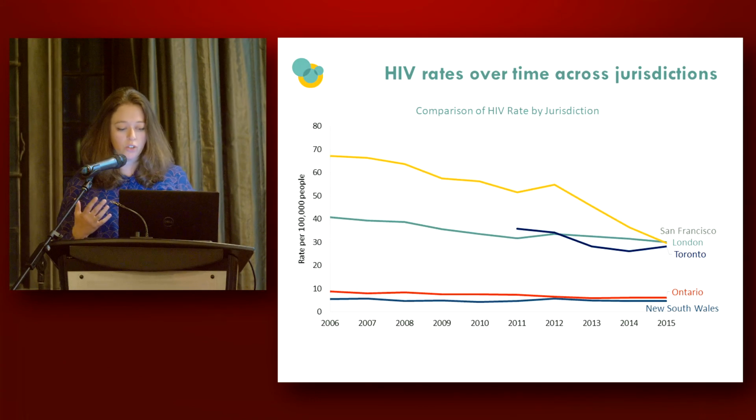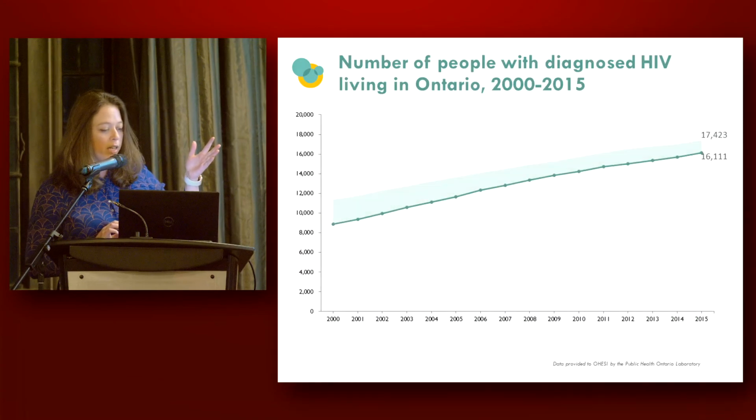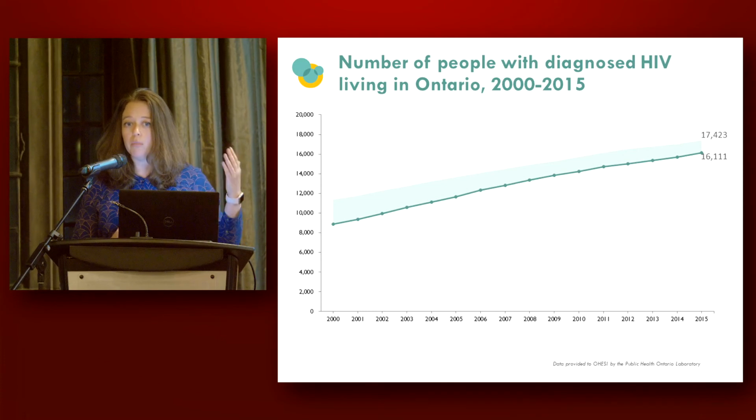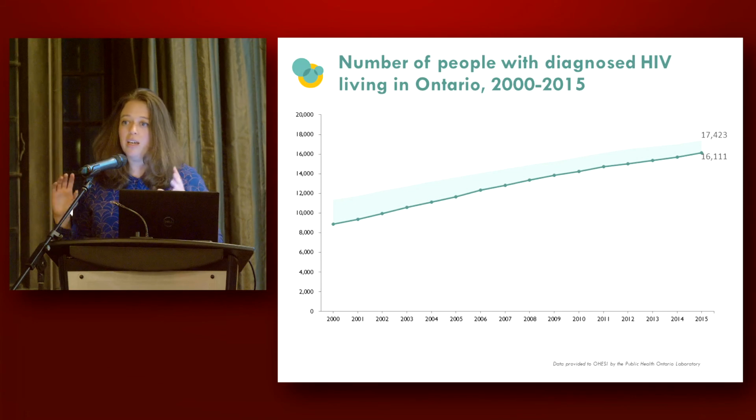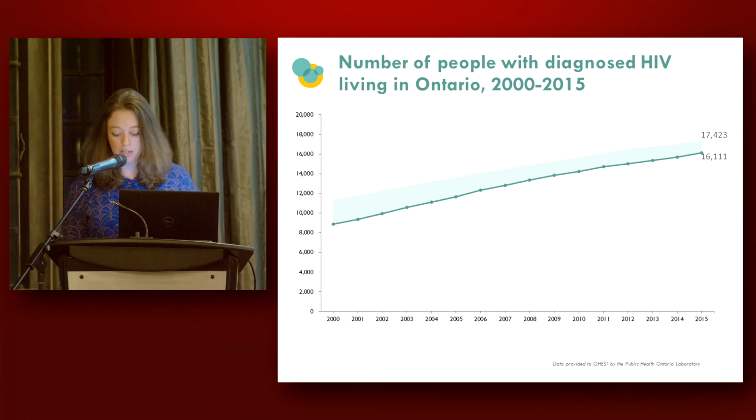So I get to show you the great results without having to do all the work. When you look here, we see the number of people with diagnosed HIV living in Ontario, and this is, of course, an estimate. It's based on laboratory data. So if people were diagnosed and then never came back again, then they end up falling out of this data. So it's probably an underestimate of who's living with diagnosed HIV in Ontario, but we believe it's probably between 16,000 and 17,000 people.